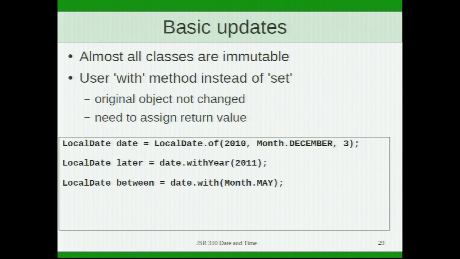Now we have to look at what happens when we're immutable. So if we're immutable, you can't have set methods. Set doesn't make any sense for immutable classes. So instead we have with methods. So you don't change the original object, you return a new object. So if you've not used this kind of thing before, string.toLowerCase is an example of that kind of thing. So here we have an example of creating a local date, 3rd of December 2010, setting the year. So we just do with year 2011. So that's like calling set year 2011, but we're returning a new object, so it's with year.